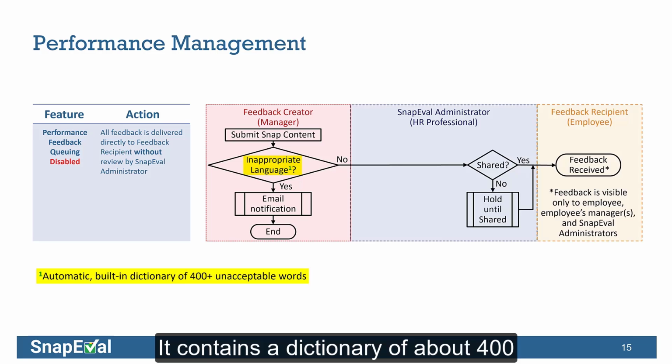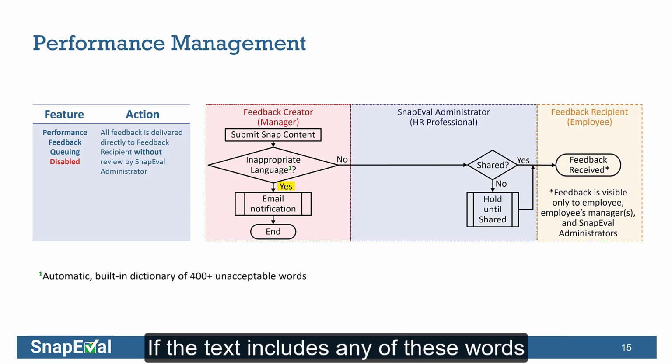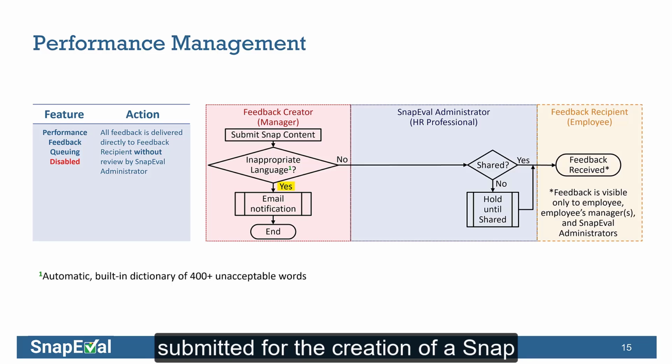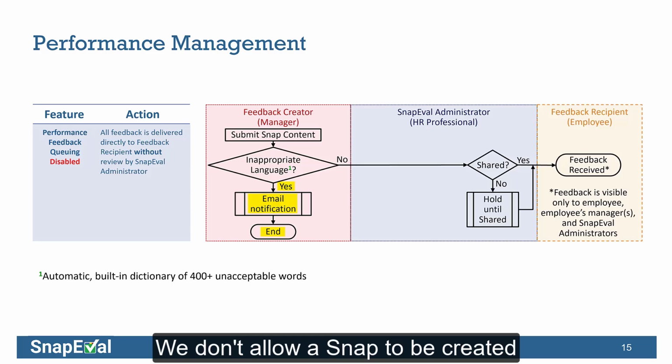It contains a dictionary of about 400 words that are generally considered to be unacceptable for business communications. If the text includes any of these words when the feedback details content is submitted for the creation of a snap, the content is rejected, and both the feedback creator and the organization administrators receive an email notification with the rejected content and the feedback creator's identity. We don't allow a snap to be created if it includes any of the words in the inappropriate language dictionary.